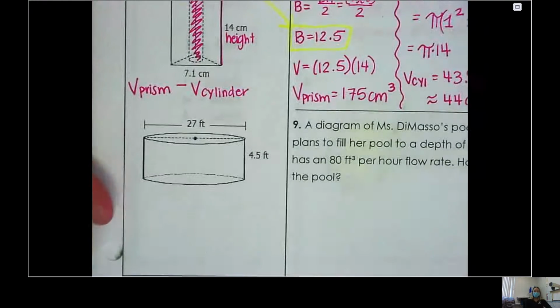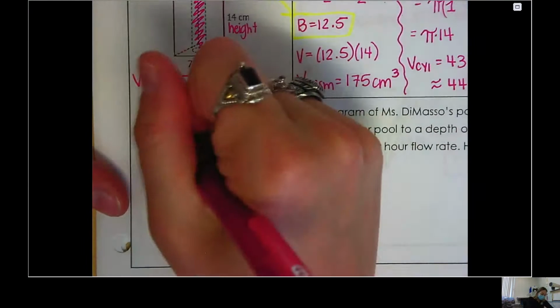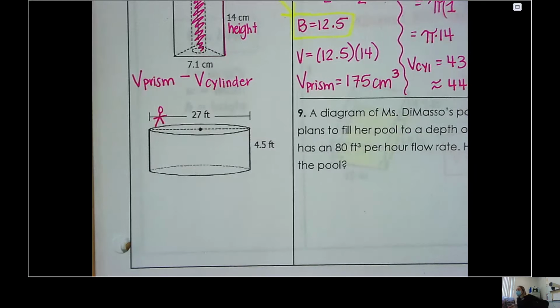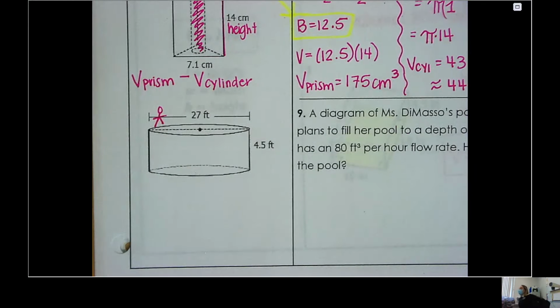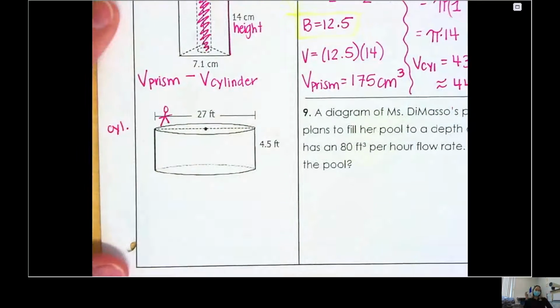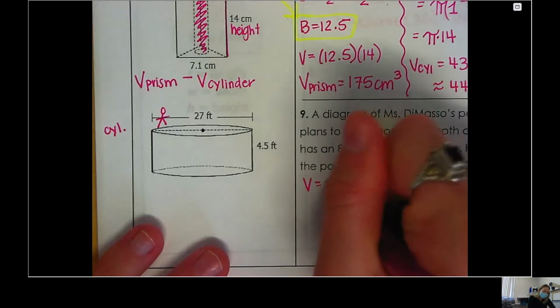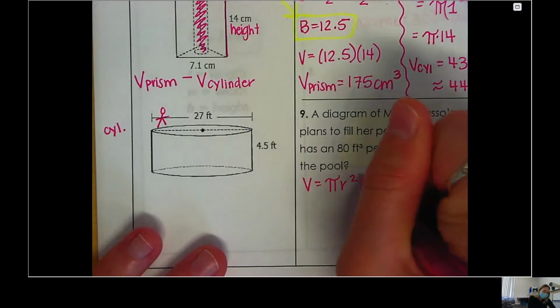All right, so here's Miss Tomasso's pool. Beautiful. Here I am. Gorgeous. Okay, I'm ready to get into the pool. What shape is that pool? A cylinder. Okay. Now, we know it's a cylinder, which means we're going to use what formula? Pi r squared h, right? So the volume is going to be pi r squared h.